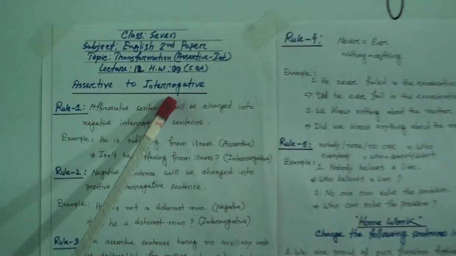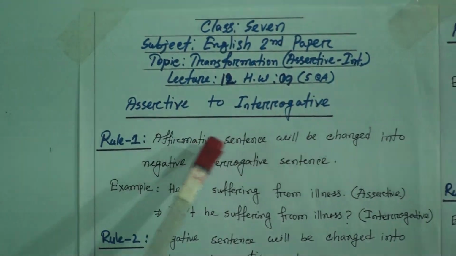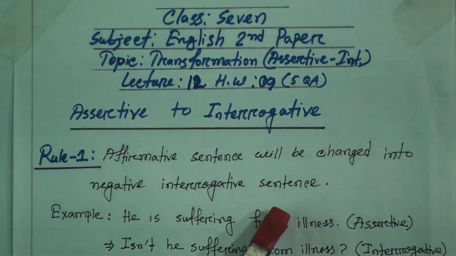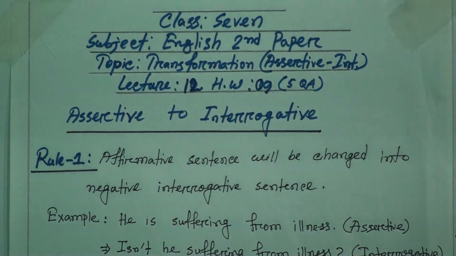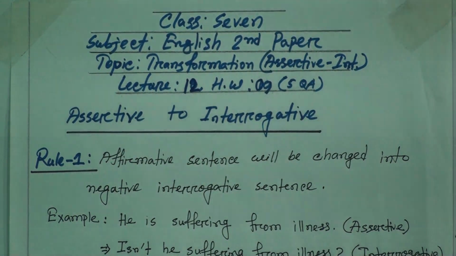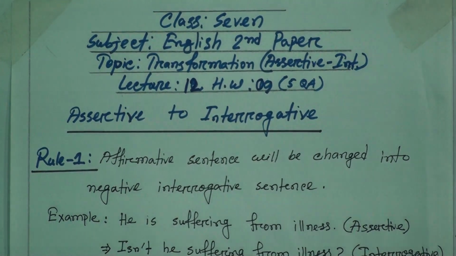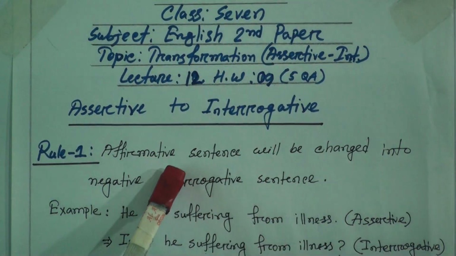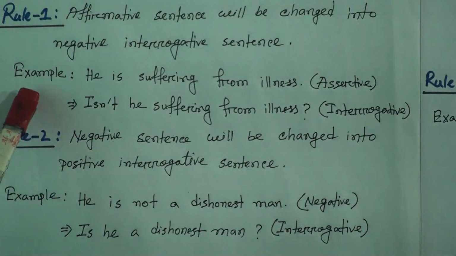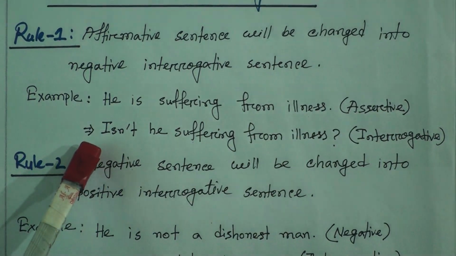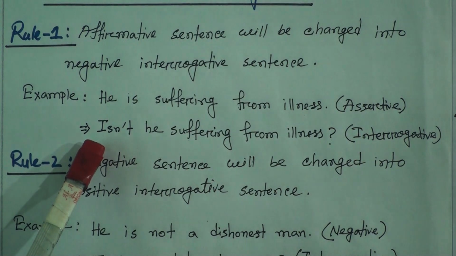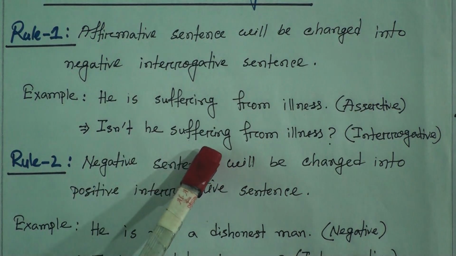Assertive to interrogative. At first, the first rule is: affirmative sentence will be changed into negative interrogative sentence. Dear students, while you are changing assertive sentence into interrogative, one thing you will keep in mind: the negative sentences will be transformed into positive sentences and the positive sentences will be transformed into negative sentences. So the first rule is, affirmative sentence, that means the positive sentence, will be changed into negative interrogative sentence. For example, he is suffering from illness. This is an assertive sentence, and the interrogative sentence will be, isn't he suffering from illness?